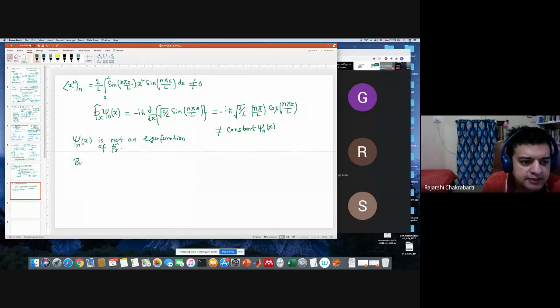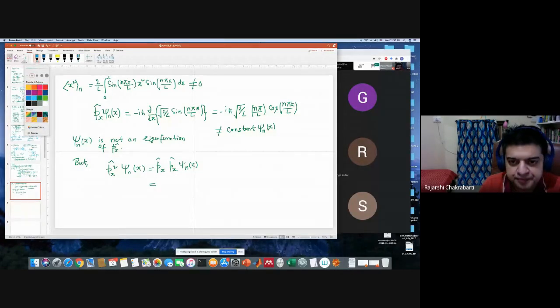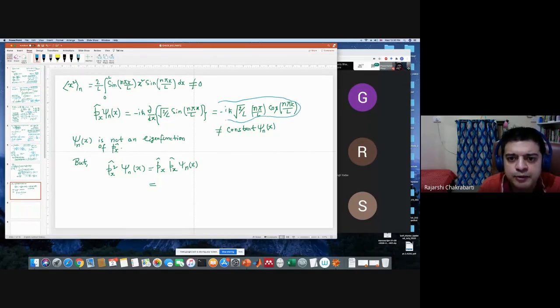But if I operate this px square on psi n of x, what I'm going to get? Essentially, it is just nothing but operating px twice, isn't it? On psi n of x. So what I'm going to get here? You get this, whatever is shown here. On first operation of px, you'll get this, and then again you have to operate px on this.